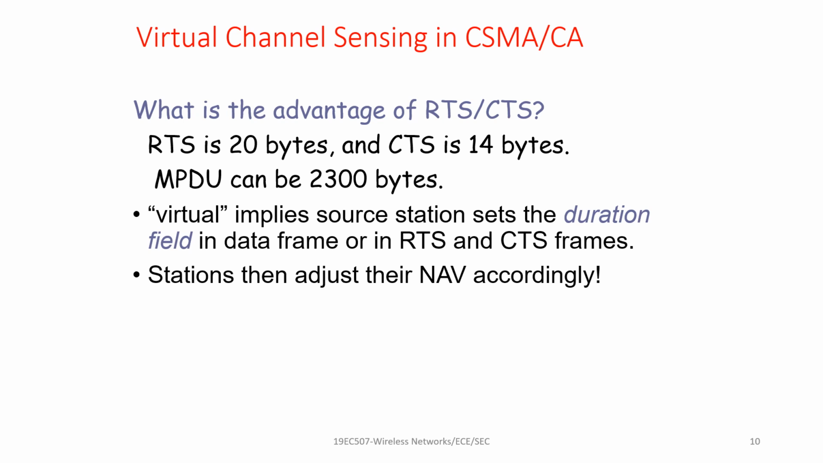So what is the advantage of making use of this RTS and CTS? RTS is actually 20 bytes, whereas CTS is only 14 bytes. By the word virtual channel, it actually implies that the source station sets up the duration field in the data frame or in RTS and CTS frames.